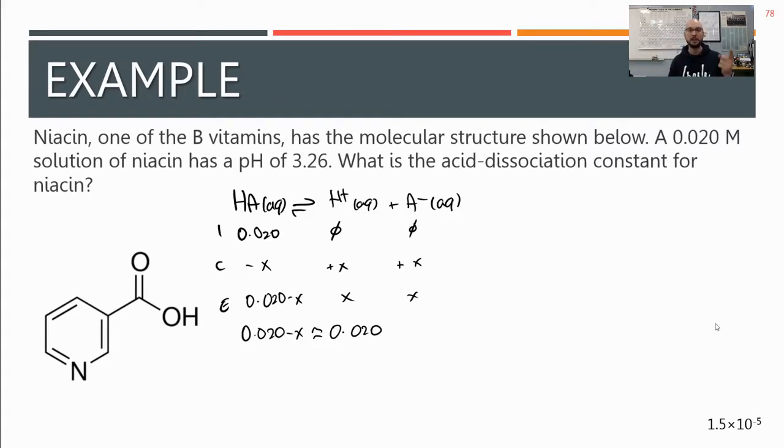Now we're stuck, because normally we'd take this and put this into a Ka expression and solve based on that Ka, but instead we're given a pH. So is there anywhere that I could use that pH? What is pH related to? Well, it's related to the concentration of hydrogen.